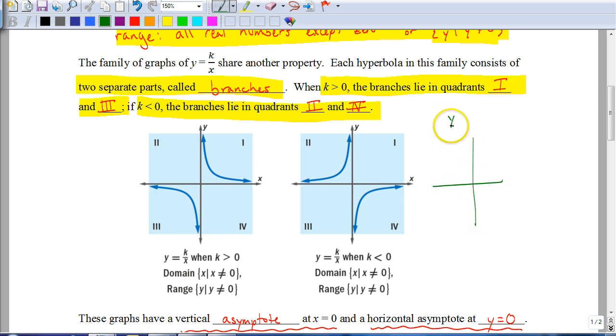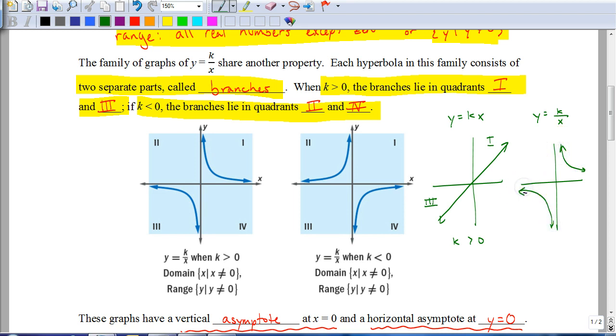Something that has helped me remember which quadrants it's in is this: if you think about a graph in the form y equals k times x, when k is positive, we had a straight line in quadrants 1 and 3. Well, k divided by x breaks that up, because dividing means to break up. As you can see in the graph on the left, side by side, when k is greater than 0, it takes this straight line and breaks it up into two pieces, but those pieces are still in quadrants 1 and 3.